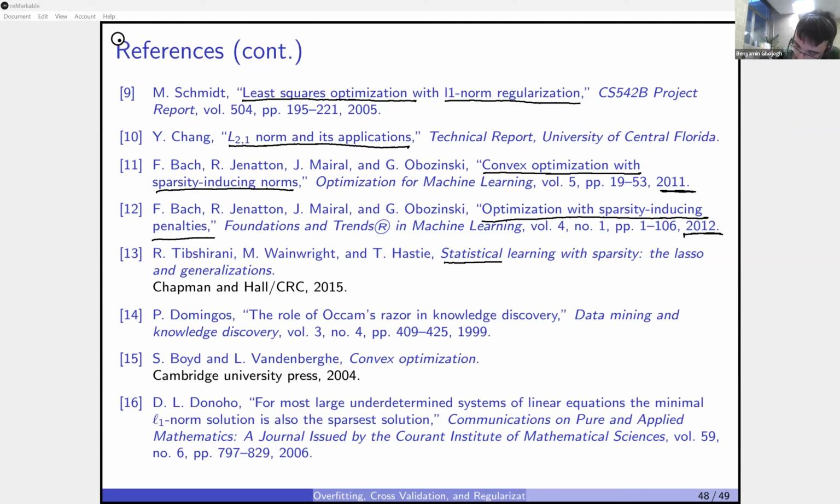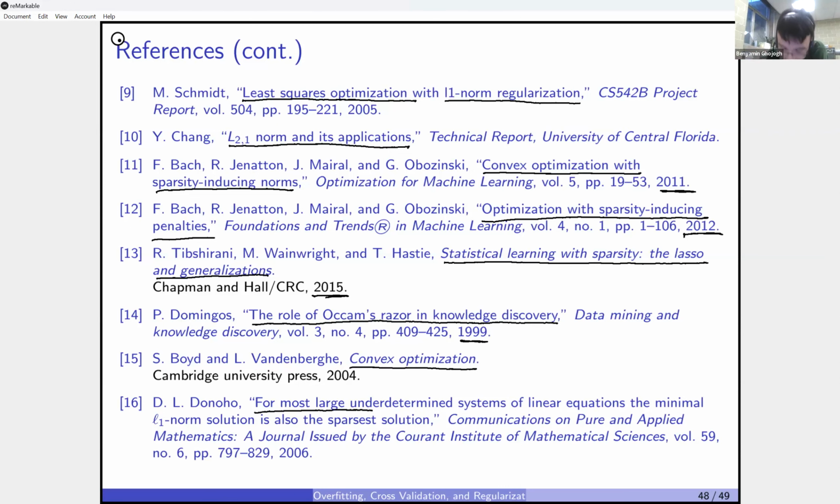There is Statistical Learning with Sparsity: The Lasso and Generalizations. This is a very good book about statistical learning in machine learning, sparsity in machine learning. Also, there is a paper on the role of Occam's razor in knowledge discovery, Occam's razor in computer science, 1999. I think it's a good paper. The book Convex Optimization by Boyd and Vandenberghe. I think this is a very good book on optimization, although it focuses on second order optimization and the interior point method.